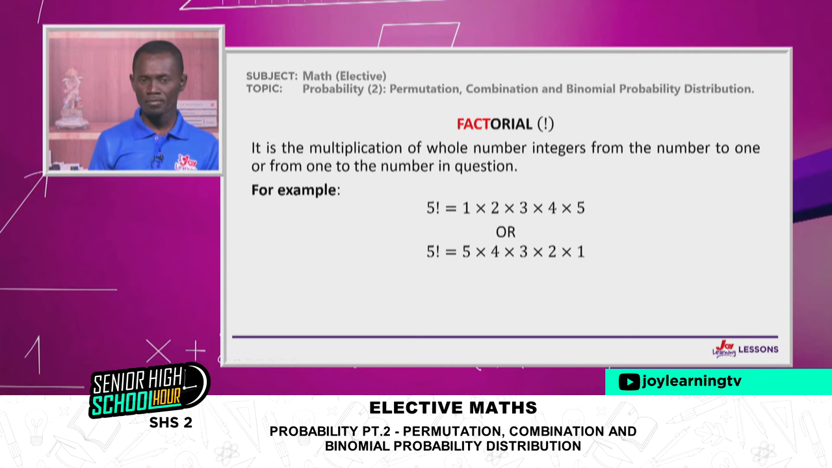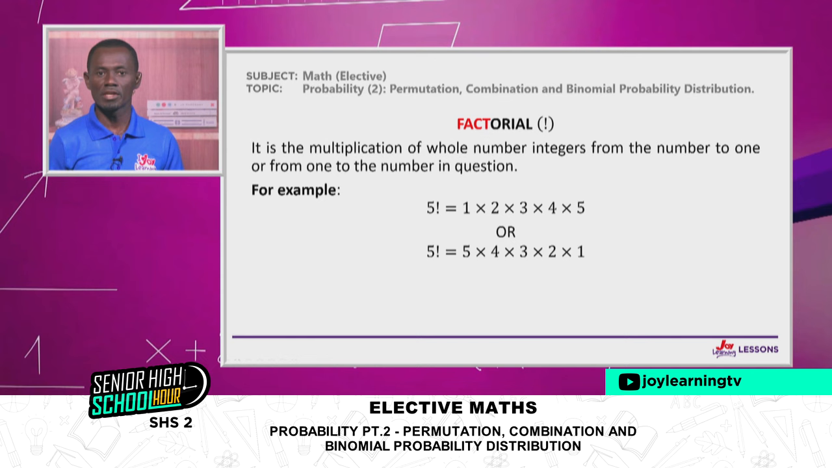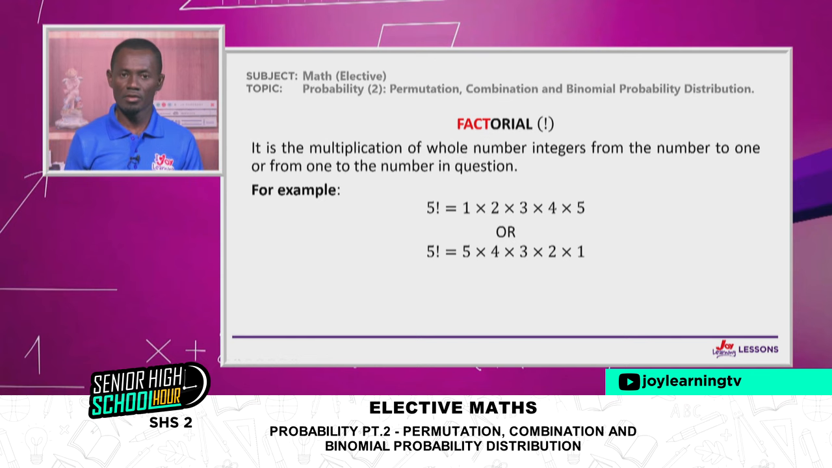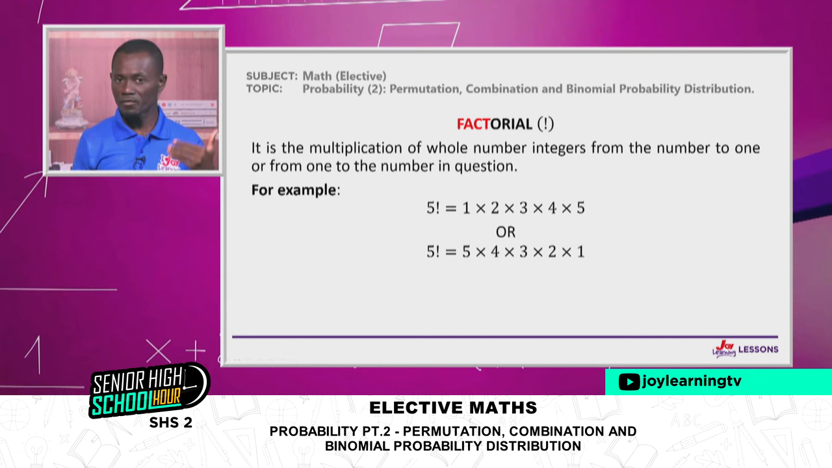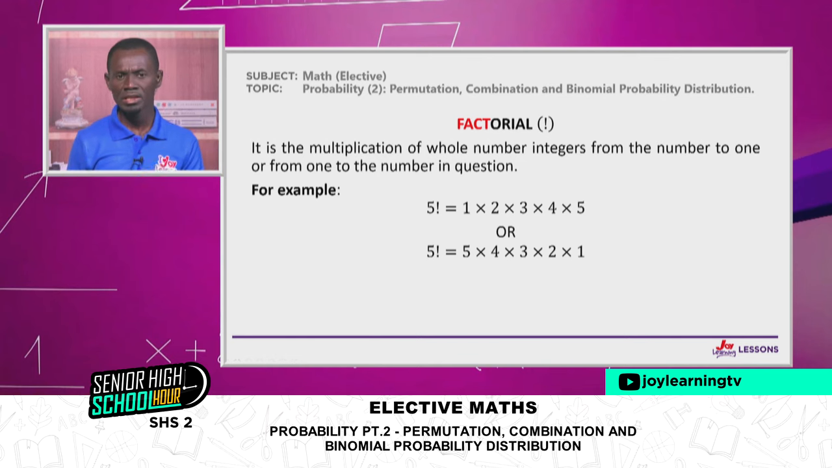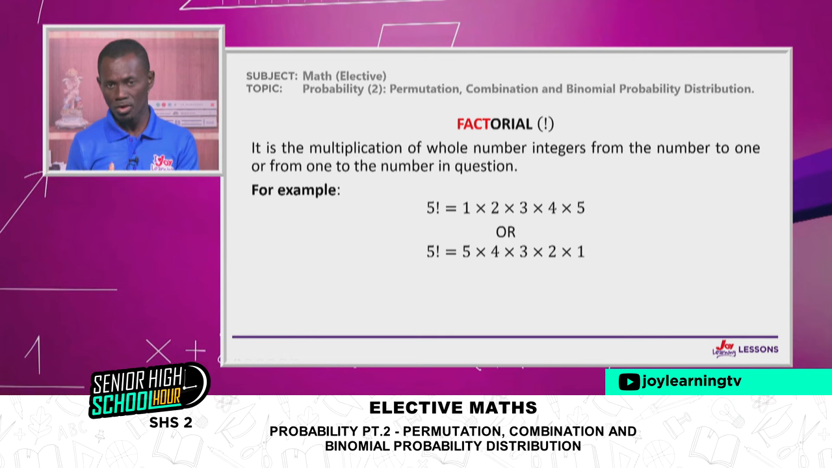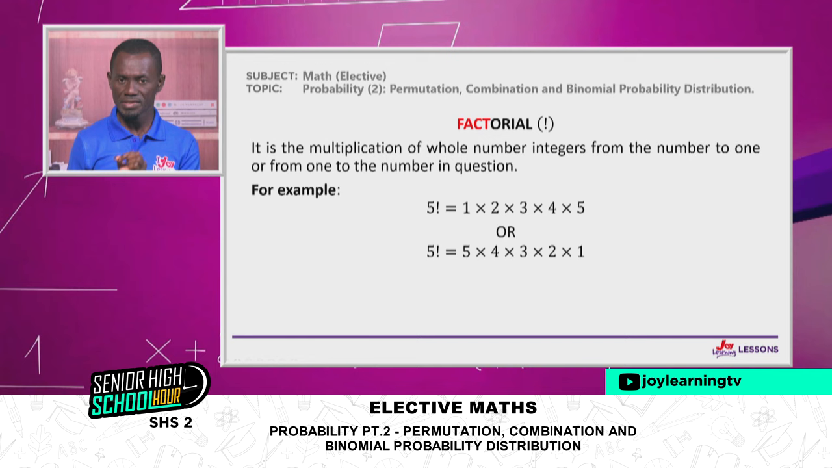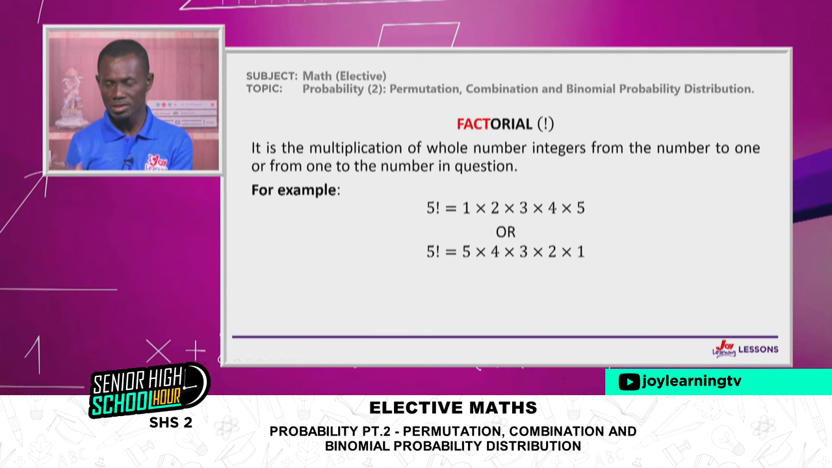So in general, if you have any number and you're supposed to have that number factorial, say 7 factorial, it will be 7, and you keep reducing by 1, so you get 7, then reduced by 1, 6, so 7 by 6, by 5, by 4, until you get to 1.